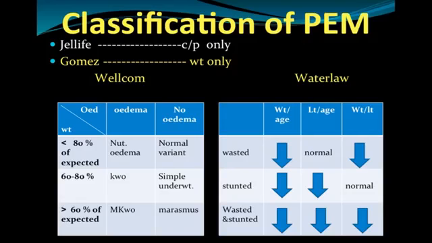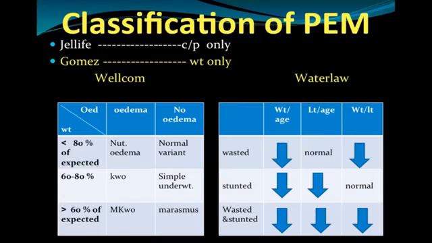Another classification is called the Gomez classification. Gomez classified malnutrition according to the weight only, regardless of the clinical presentation. Those above 85% of the expected weight are considered normal. Those from 75 to 85% are considered a mild degree of malnutrition. Those from 60 to 75% are considered a moderate degree of malnutrition. Those below 60% of expected weight are considered to have severe malnutrition. Gomez classified malnutrition according to the weight regardless of the clinical presentation.